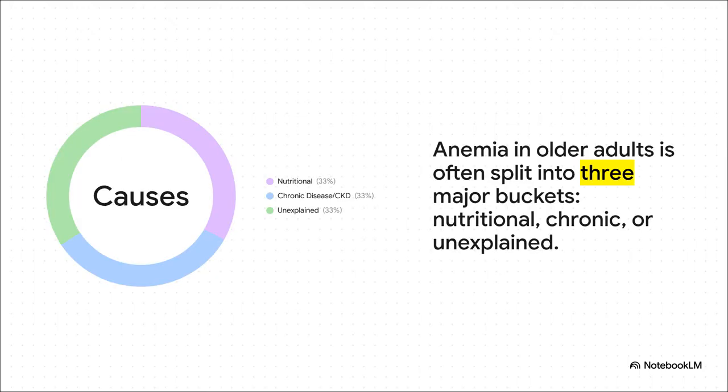And yeah, this is not some rare thing we're talking about. It's a huge global issue. And if you look at the causes, they fall into 3 kind of equal buckets. About a third is from nutritional stuff, like iron deficiency. Another third is from chronic diseases. And then there's this last third, the unexplained or other bucket. That's often where you find more serious things like bone marrow problems, especially as people get older.